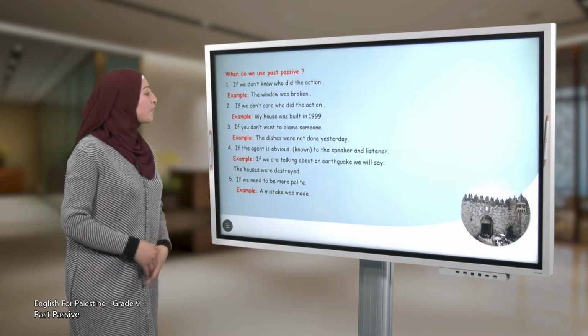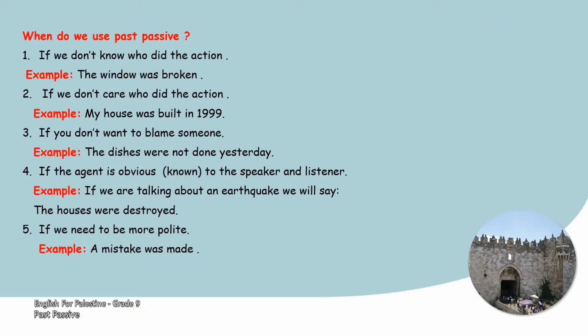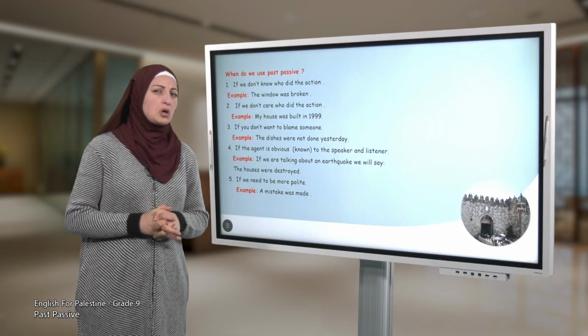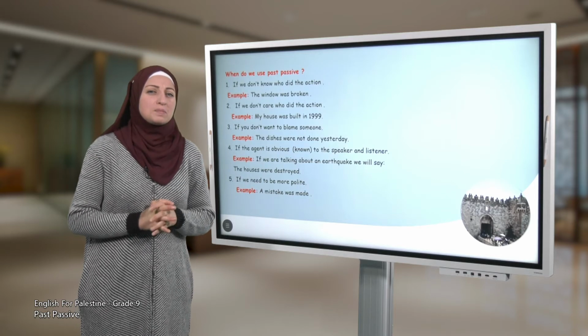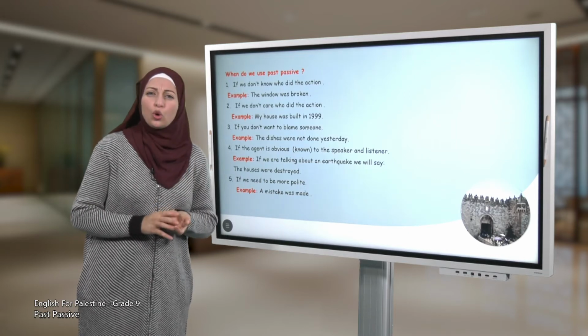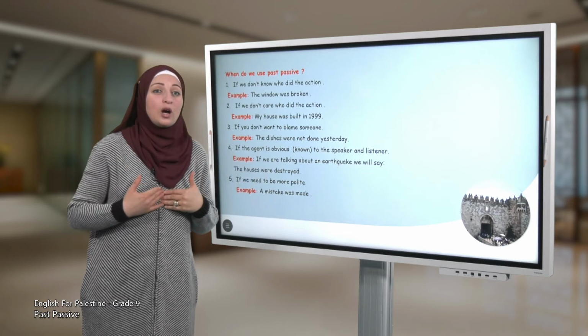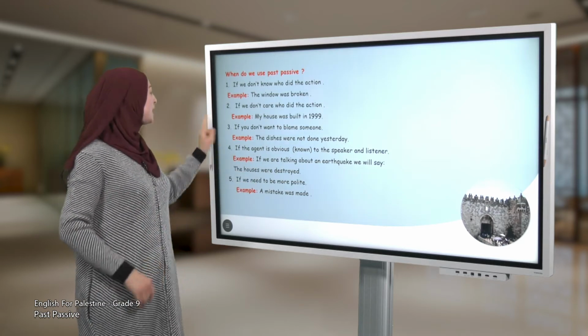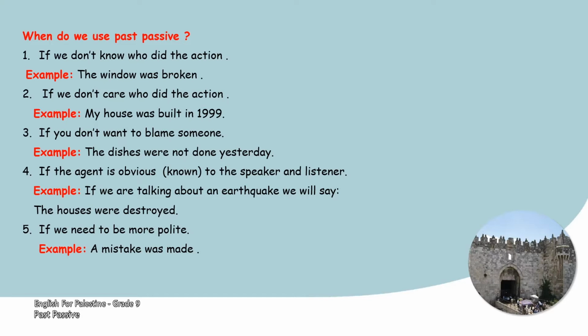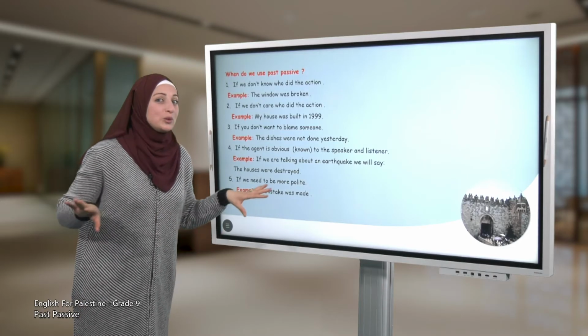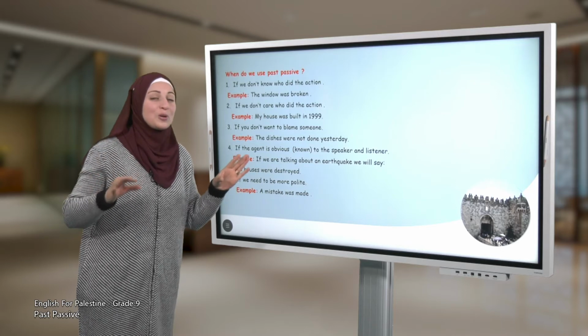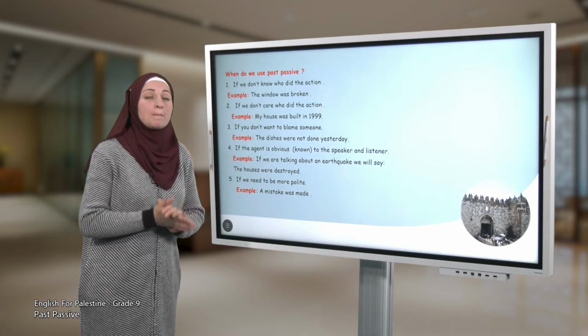Number 2, if we don't care who did the action. For example, my house was built in 1999. Okay, the question here, does it make any difference to you to know who built this? No, it doesn't make any difference for us to know. Number 3, if you don't want to blame someone. An example, the dishes were not done yesterday. Okay, you don't want to blame your sister or brother or father or mother, so you just use passive.